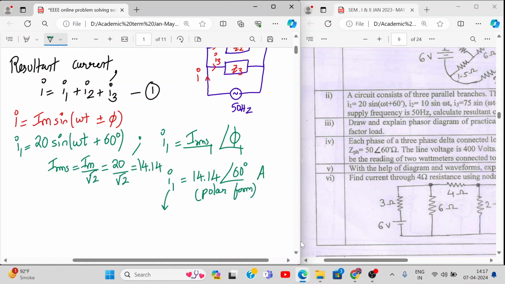Now we have to convert this into rectangular form, then only we can add. So in your calculator, press shift rec, the rectangular button. Enter the quantity 14.14 comma 60 degrees, and whatever value you get, let me know. I'll write it down here. Plus I or j, plus or minus now?